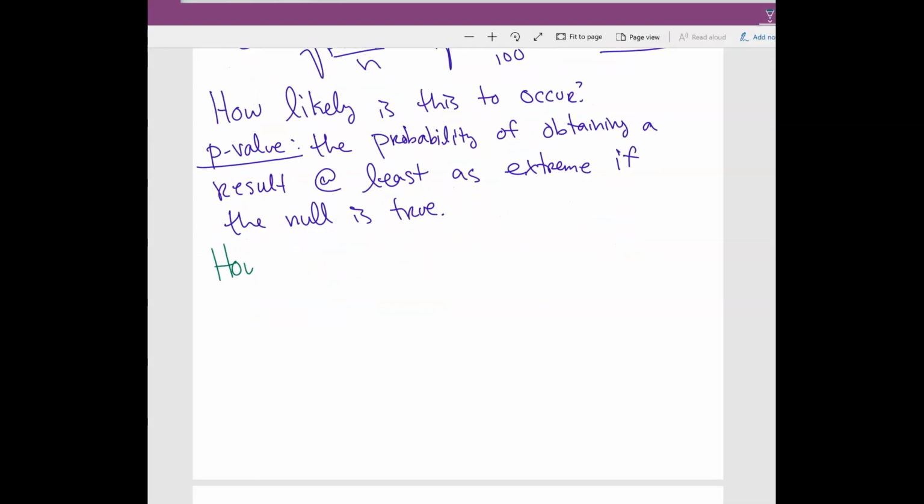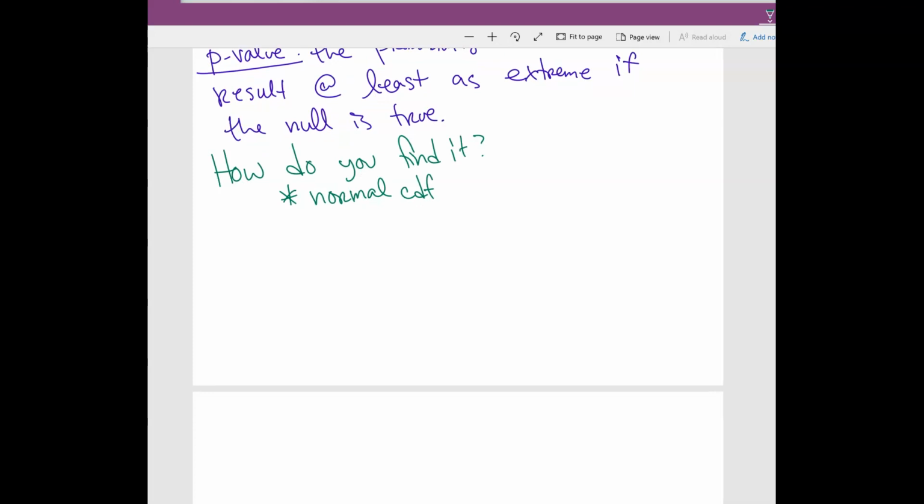Well, the way that you find it is really easy. It's just normal CDF, which we've talked about many different times already. This is how you find the p-value, and it depends on what your alternative is. If your HA says p is less than a number, then on your normal curve, you're going to have your z value, whatever you calculated, and you look for all of this area to the left. The area here is going to be your p-value.